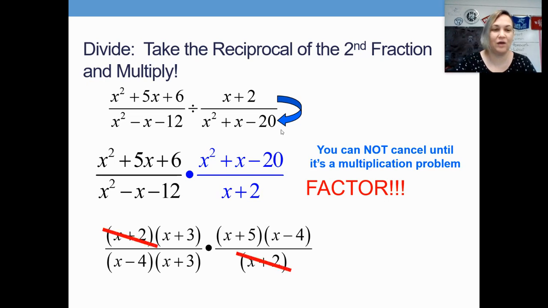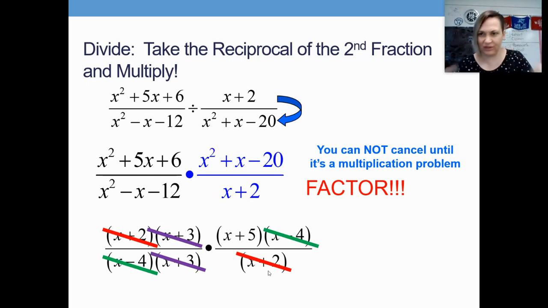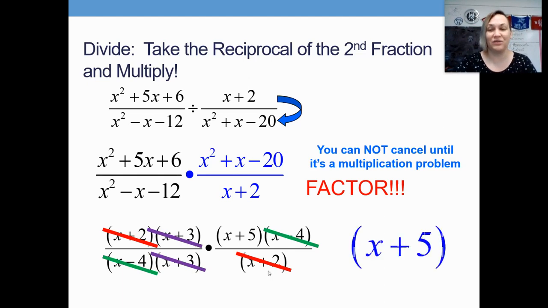So I can cancel out my x plus 2's. I can cancel out my x minus 4's. I can cancel out my x plus 3's. And I'm left with just an x plus 5. Now this x plus 5 is on top of a fraction, and there's nothing left on the bottom. When there's nothing left on the bottom, that means it no longer has to be written as a fraction. It can be a whole number. I know it's not a number because it's a binomial, but we don't need the fraction bar anymore. So your final answer is just the x plus 5.